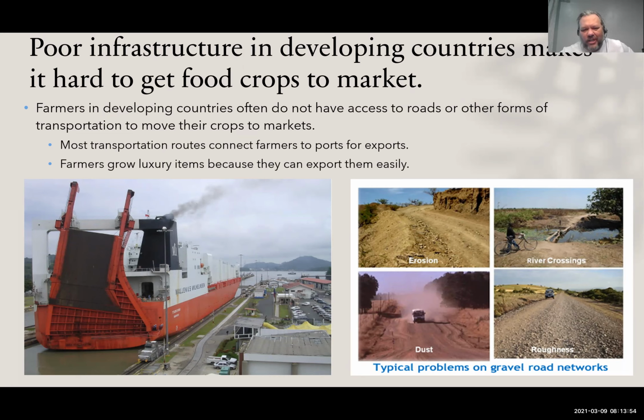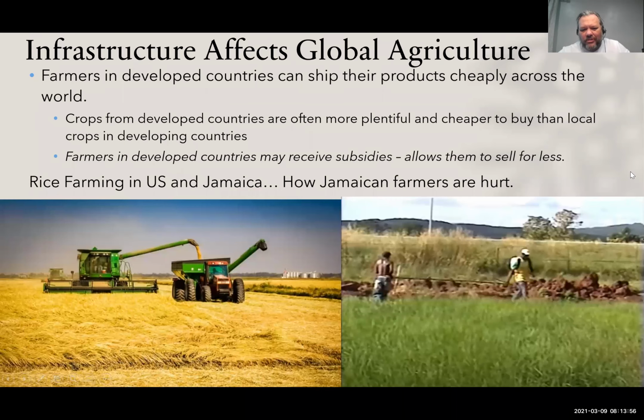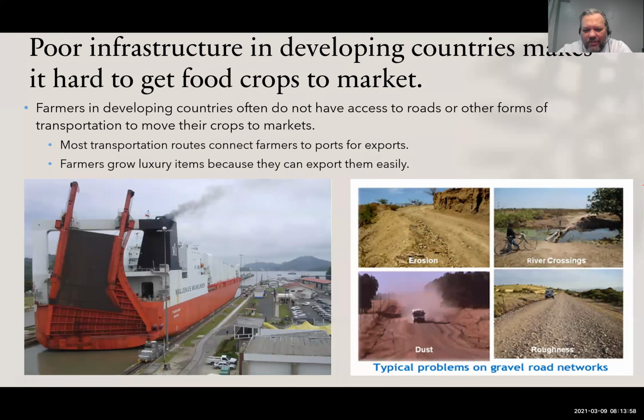And so if you look at farmers in poorer countries, then you see things like this. There's erosion of the roads, river crossing. So, if your farm is over here and you're trying to get your product over here, this doesn't seem significant, but it is. Dust problem, rough roads, stuff like that. And so, if the infrastructure isn't there, it's just one more challenge. It's not like this can't be overcome, but it's just one more challenge to have to deal with.